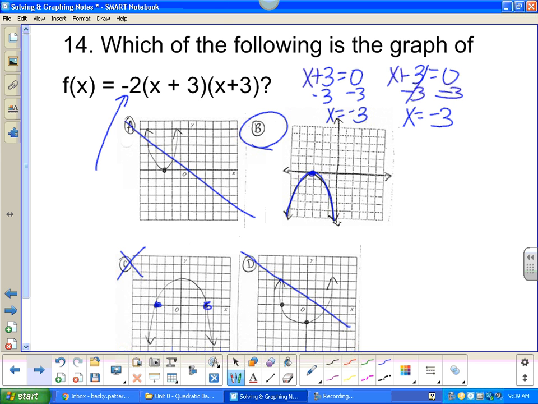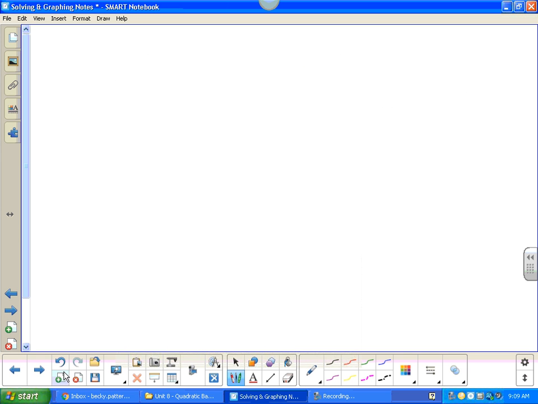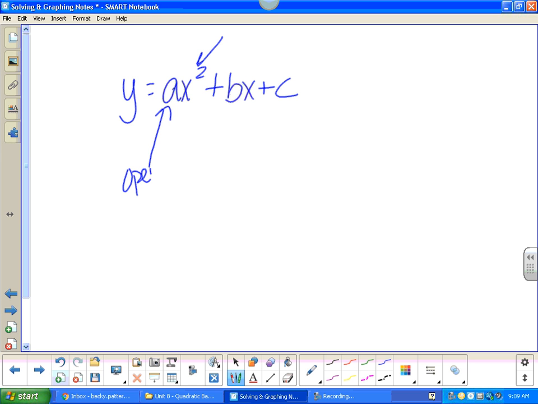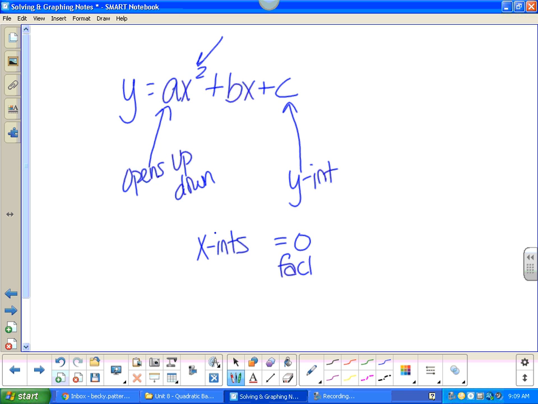So make sure you know, for it to be quadratic, it must have an x squared. This is the term that tells you if you open up or down. That is your y-intercept. To find your x-intercepts, you set it equal to 0, you factor it, and then you solve each factor. And that's where it crosses the x-axis.